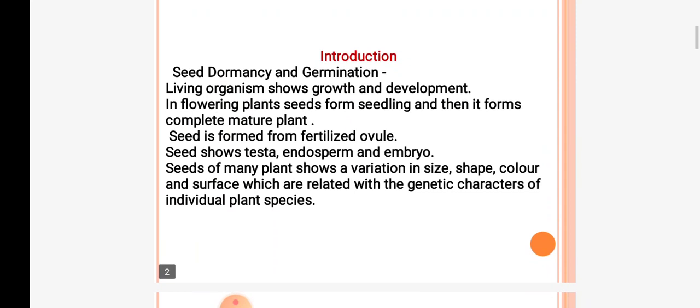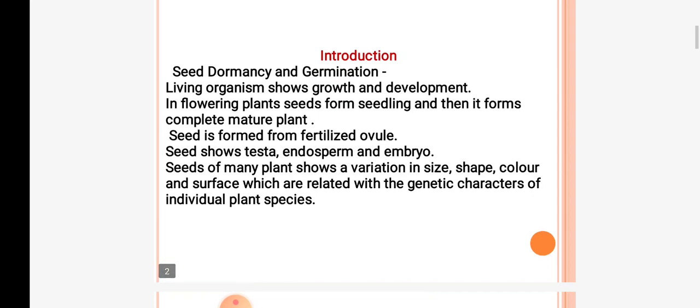First we will see the introduction to seed dormancy and germination. Living organisms show growth and development. In flowering plants, seeds form seedlings and then a complete mature plant. Seed is formed from the fertilized ovule. A seed shows different parts such as testa, endosperm and embryo.